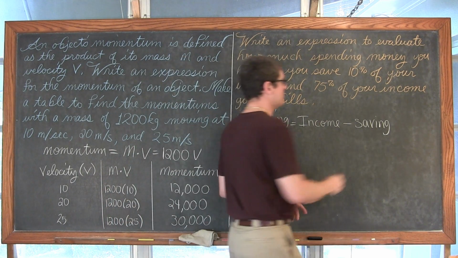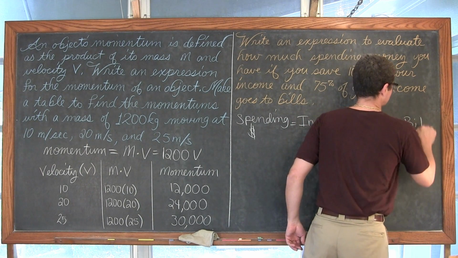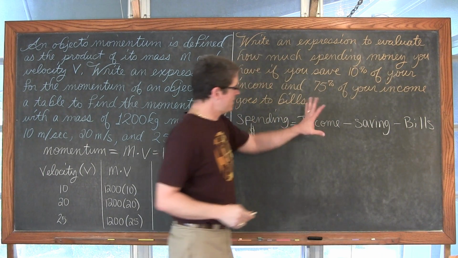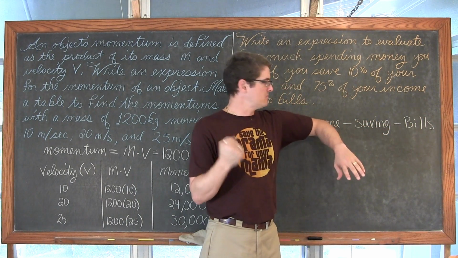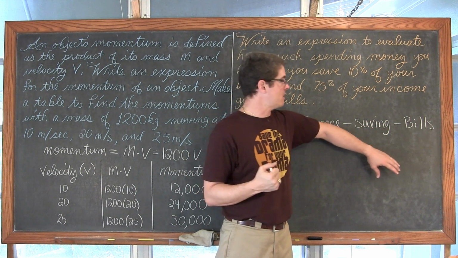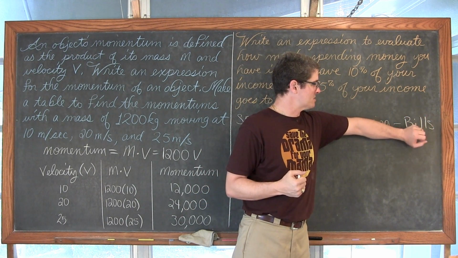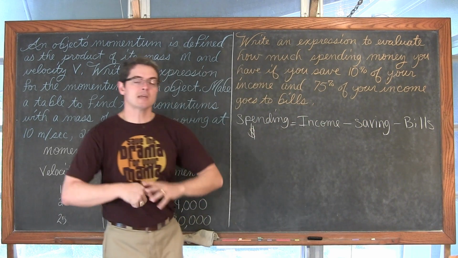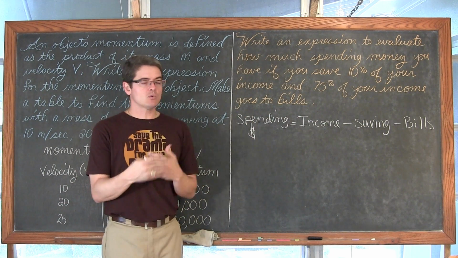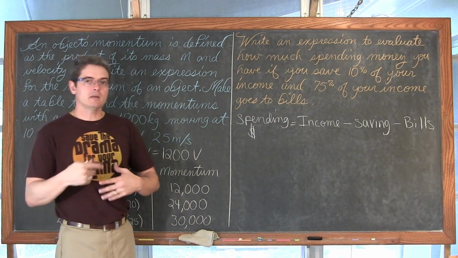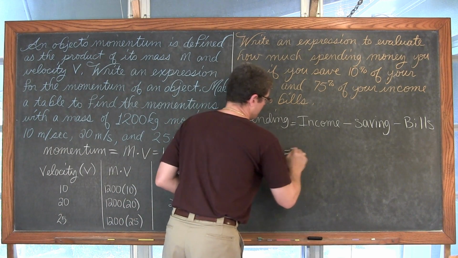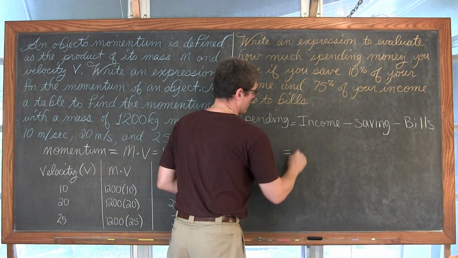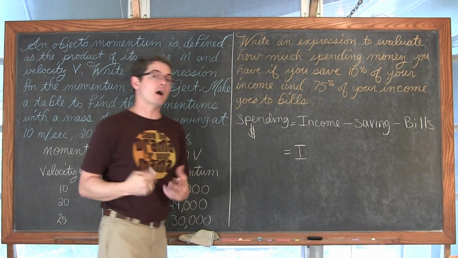And then you're going to take out some money for your bills. And when you take all of that money and subtract out your savings, which you do to make sure you have some money for later on to build up some comfort and security, and take out some bills, that money left over is your spending money that I can put anywhere I feel like, just for enjoyment. Well, let's let income be represented by the letter I.